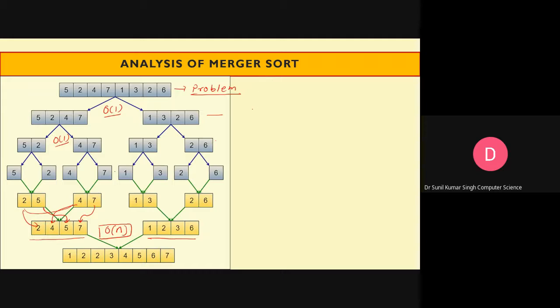Now, as we have seen in the previous slide, the very generic form of the recurrence relation is something like a T(n by b) plus division cost D(n) plus combining cost C(n).